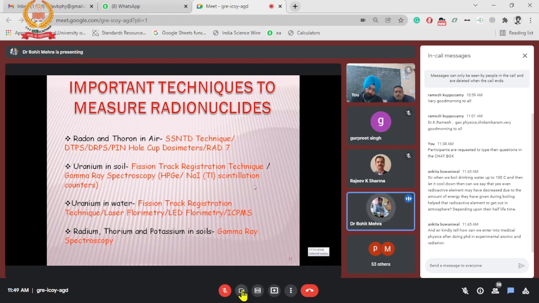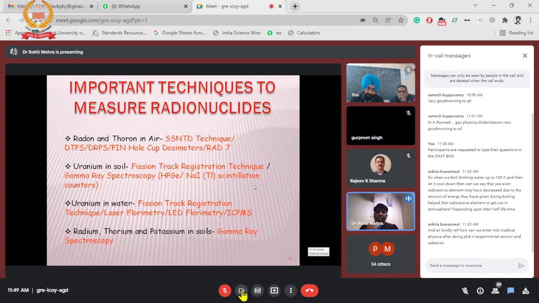Then uranium in soil could be measured with the fission track registration technique, gamma ray spectroscopy technique. Similarly, uranium in water could be measured with your fission track registration technique, laser fluorimetry, LED fluorimetry, ICP-MS. That is inductively coupled plasma mass spectroscopy.